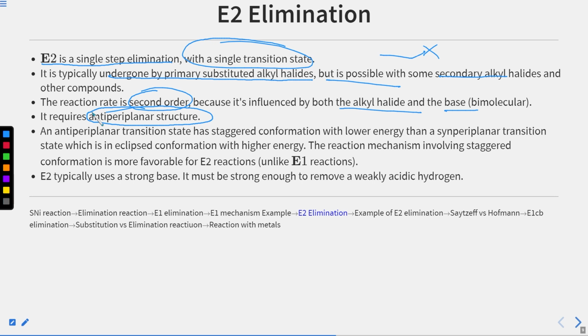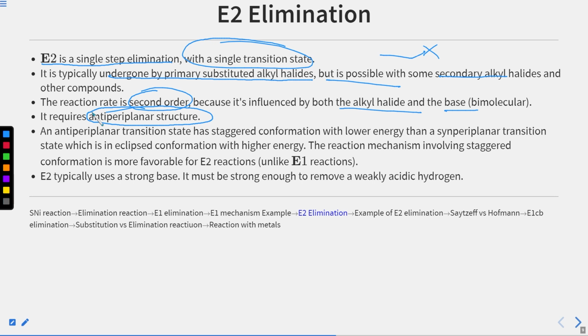And to form the anti-periplanar structure, you must be good with your Newman projection, because it is very good in forming your anti-periplanar structure. We will show you what this anti-periplanar structure is in the next slide. But for now, you must have a good knowledge of the Newman projection or Sawhorse projection, but I would say Newman is more efficient in this case.